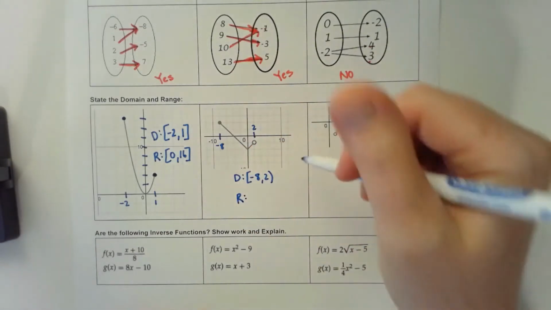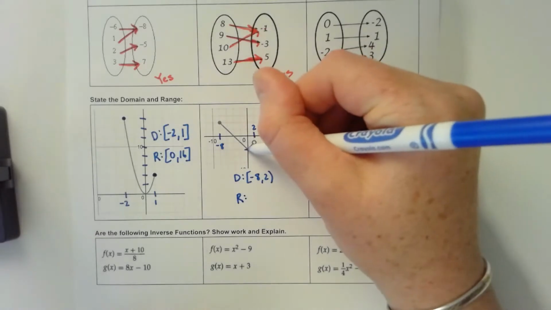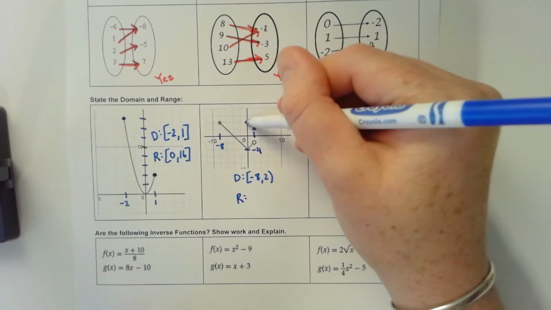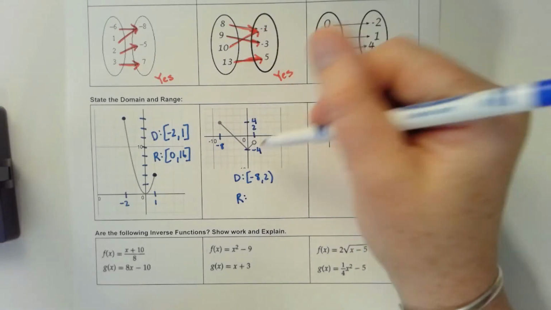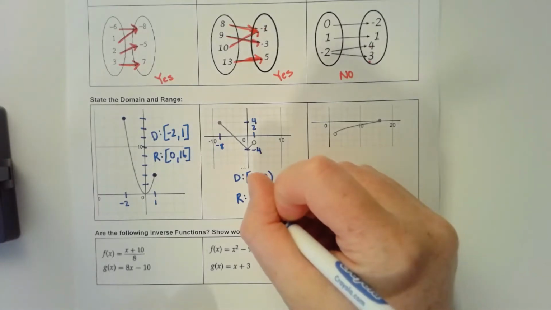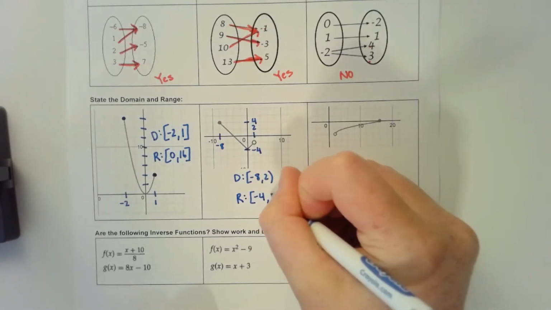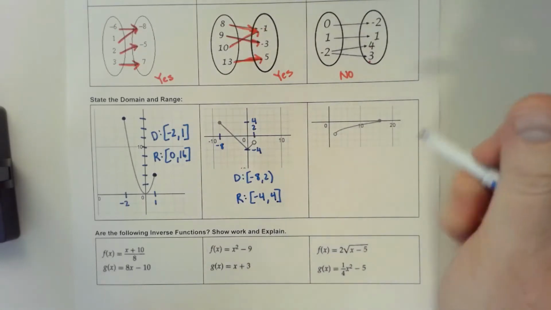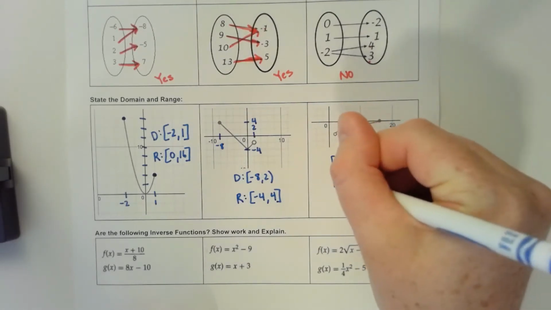And then the range would be our lowest value, so that looks like -4, to the highest value, which looks like +4. And it would equal both of those, because there's no open circle. So we put a bracket at -4, and we put a bracket at +4. And then last one for domain and range.